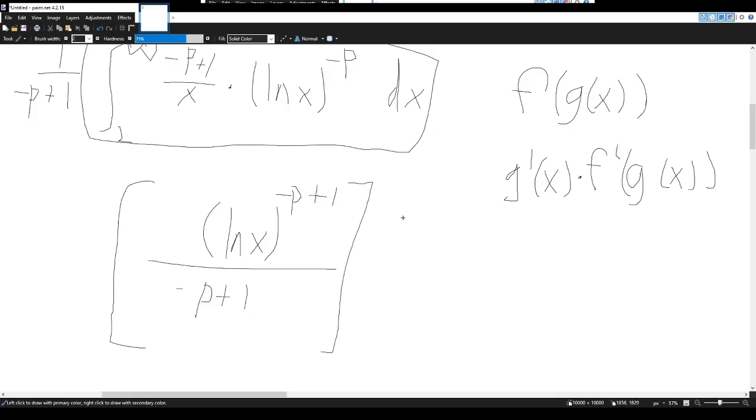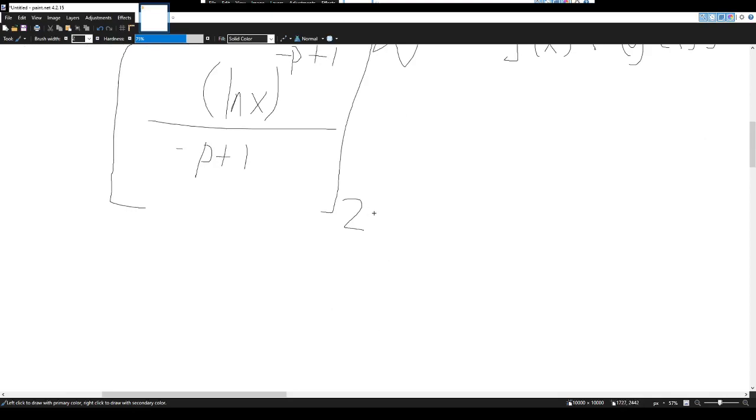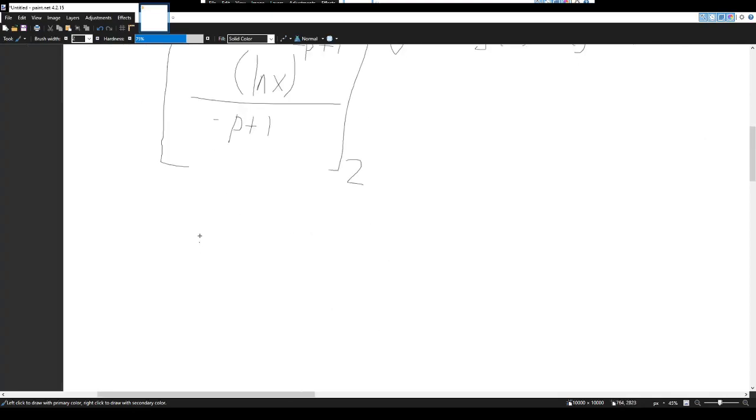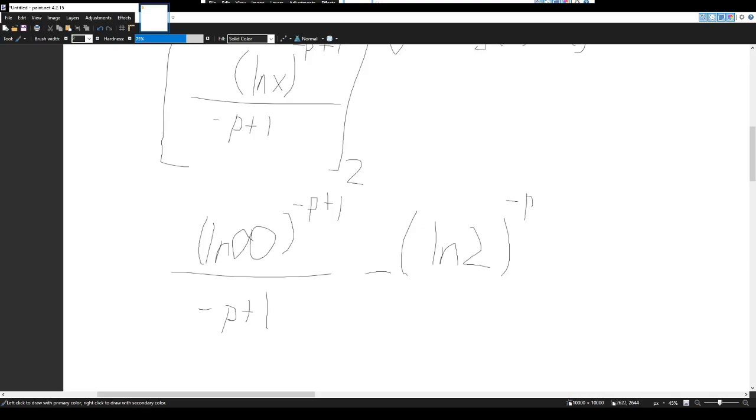And so we want this from 2 to infinity. So let's plug that in. Let's plug in the natural log of infinity. I know you're not really allowed to do this, but let's just imagine it for a second, right? Divided by negative p plus 1, and then of course minus the natural log of 2. That one's a little bit more mathematically legal. Divided by negative p plus 1.